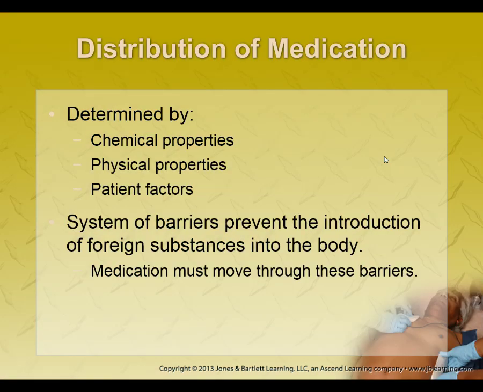Okay, so distribution of medications. Things that determine distribution of medication would be the chemical property of that particular medication, the physical properties of the medication, as well as patient factors. There are multiple different barriers that may prevent the introduction of foreign substances into the body. Medications are considered a foreign substance. It's not part of your body. So sometimes there are barriers that prevent that or speed up the process of that medication being introduced into the body.